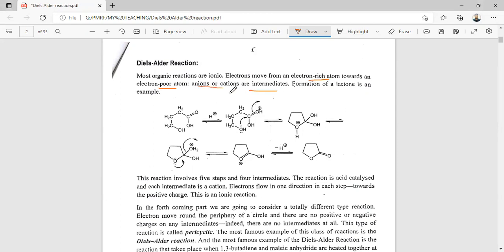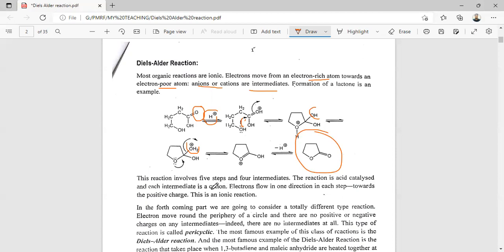So formation of lactone is as follows. Here, protonation of the carbonyl moiety, then nucleophilic attack of the oxygen lone pair, then again protonation of the OH, and again nucleophilic attack, then this forms the lactone.